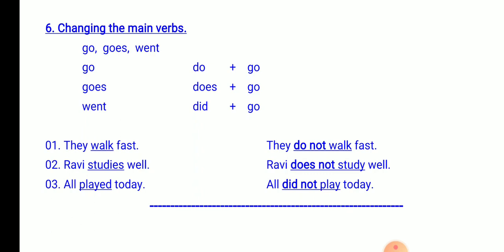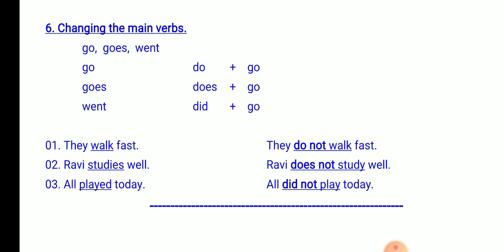Come to the third example. Here, the verb played is in the simple past tense. Played is split as did plus play. You can add not after did and the negative is did not play. The sentence all played today becomes all did not play today.